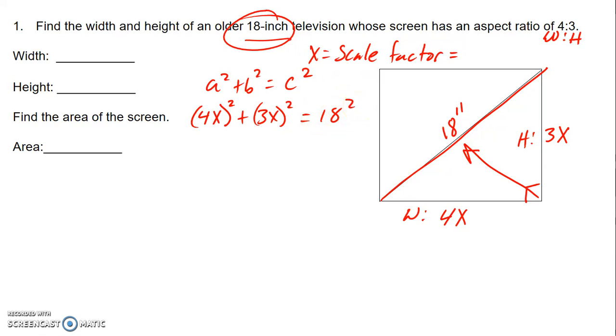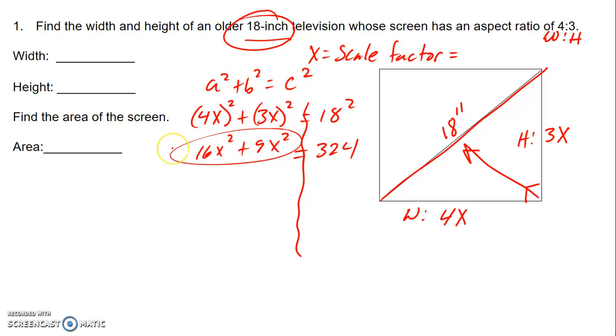Okay, so now we got it set up. We just got to solve our equation for x. To solve it, the first thing we're going to do is go through and square all the numbers. Everything here is being squared. That's why these are inside parentheses. So I got 16x squared plus 9x squared is equal to 324. That's 18 squared. Okay. After that, we want to clean up this side a little more, so we're going to combine our like terms. They have the same variable raised to the same power. So I got 16 plus 9 is 25. x squared is equal to 324.